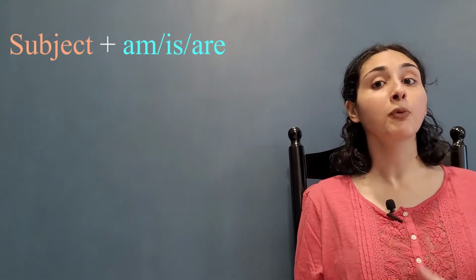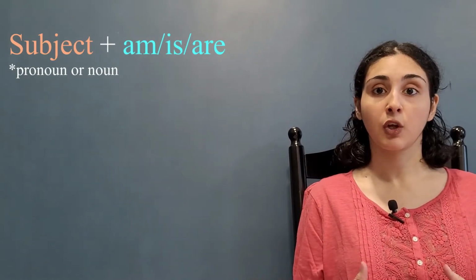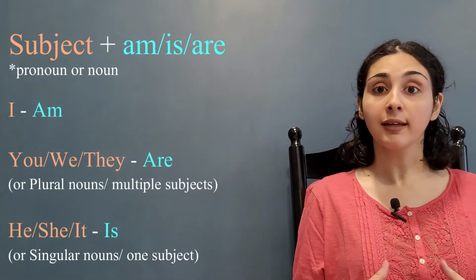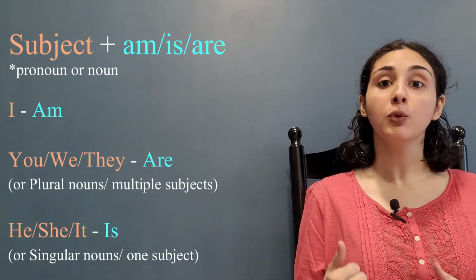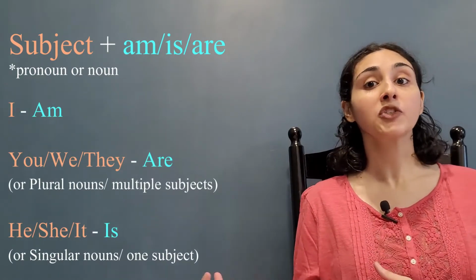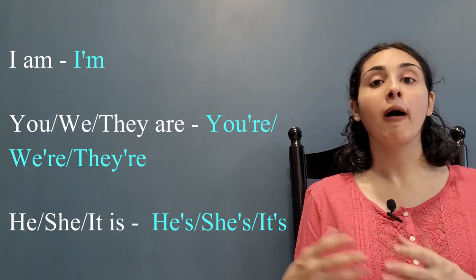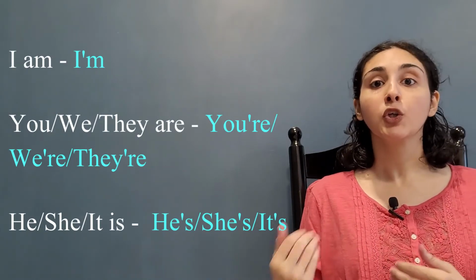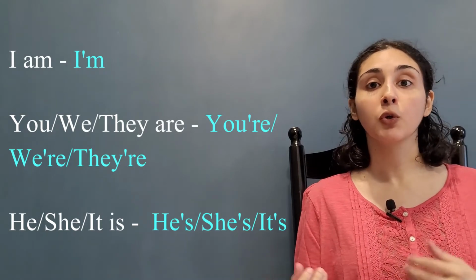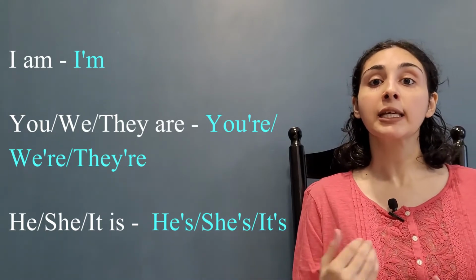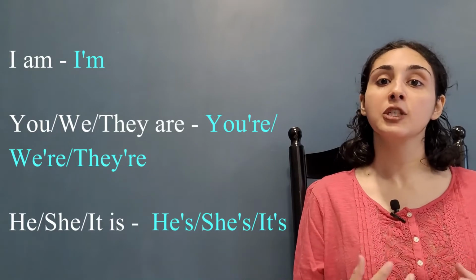Now how do we know when to use am, is, are? That depends on the pronoun used in the subject position. So we use am with I, are with you, we, they, is with he, she, it. Now in spoken English, we don't usually say I am, he is, they are. We shorten it. So I am becomes I'm, you, we, they are becomes you're, we're, they're, he, she, it is becomes he's, she's, it's.